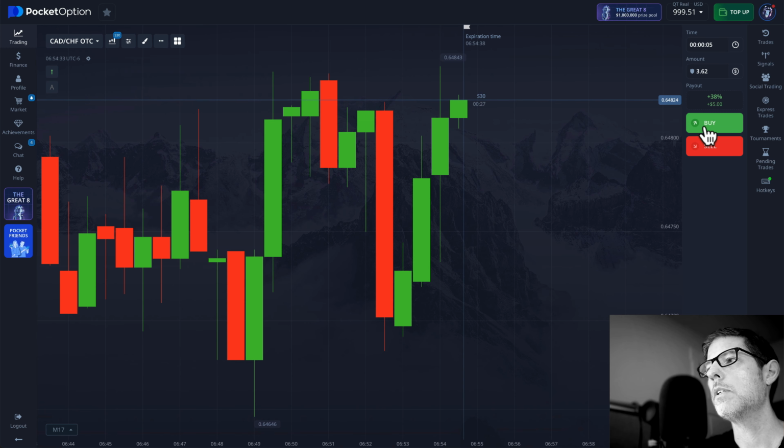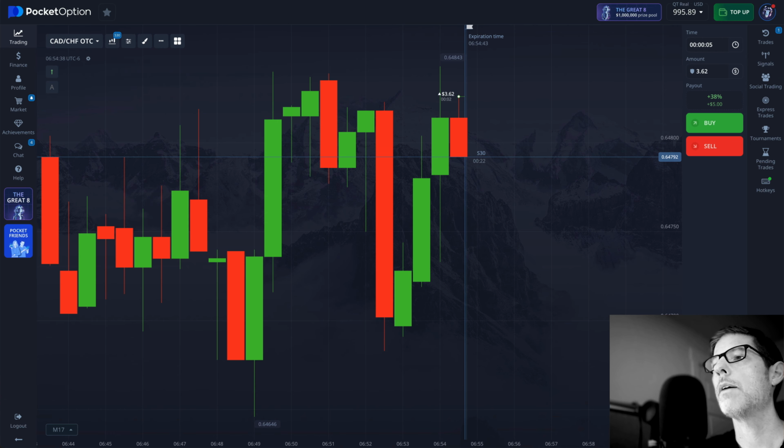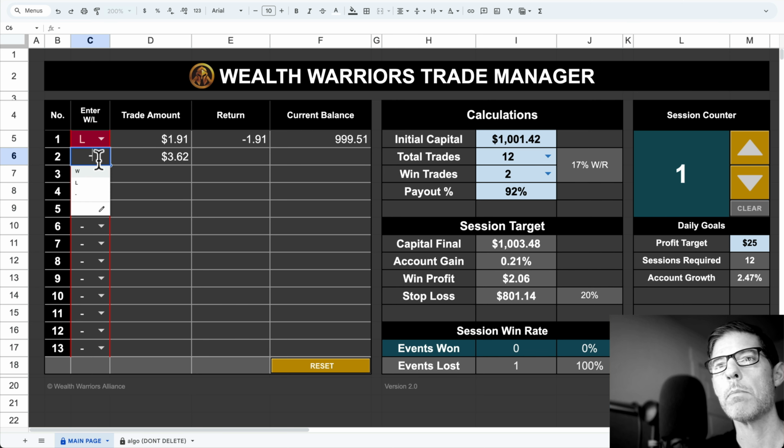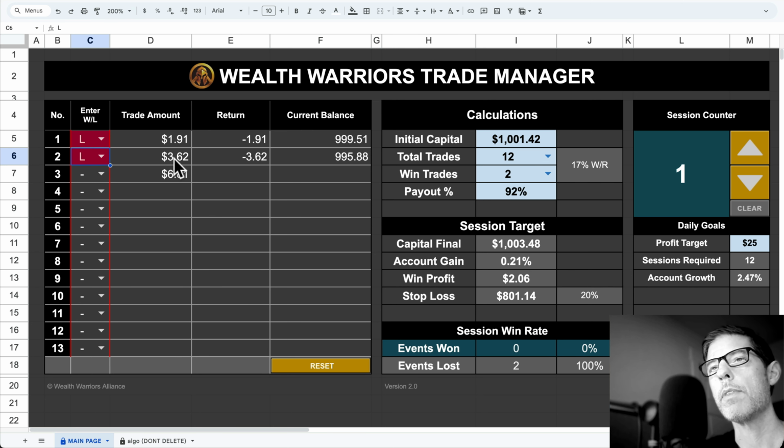28, 20. Well, this is jumping all over the place here. So let's go ahead and try this out. Okay, so I went against this there. That's okay. So that is another loss. We mark this as a loss for this trade slot, which is trade slot number 2.